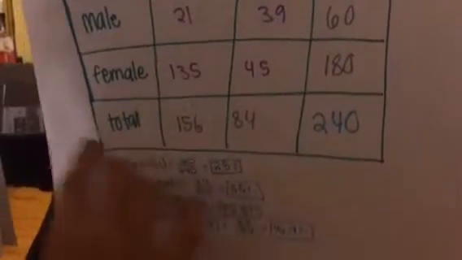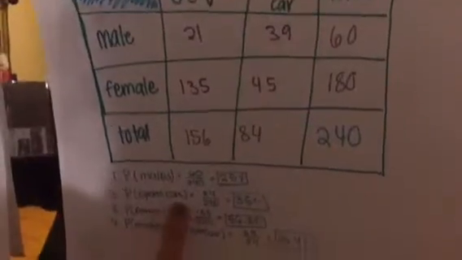And then male given a sports car. When it says given, you don't use the overall total. You use this total right here because it's female over SUVs, and then the total of females. So you'll be able to get 46.4%.